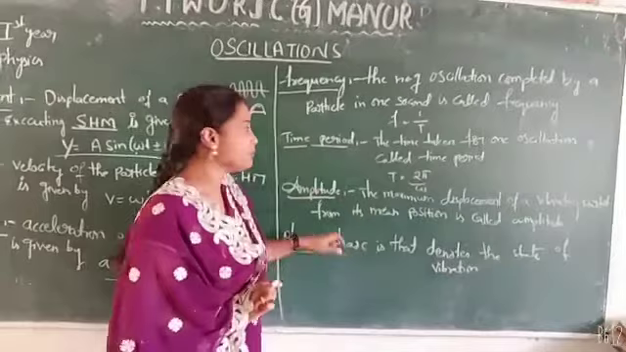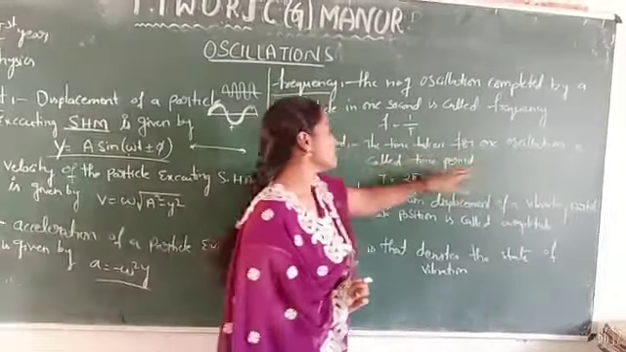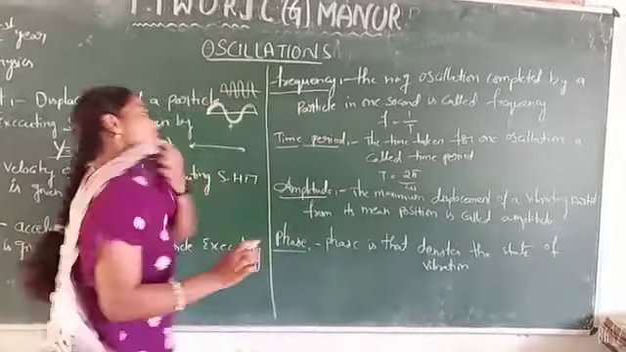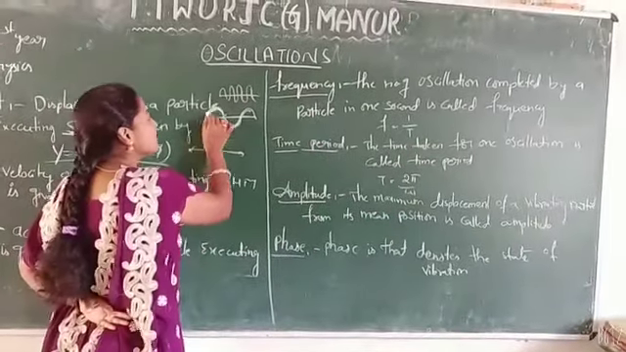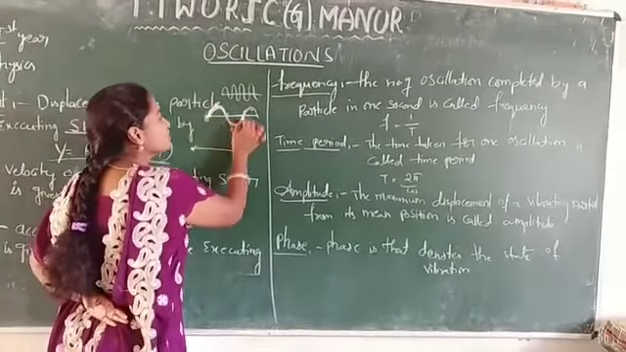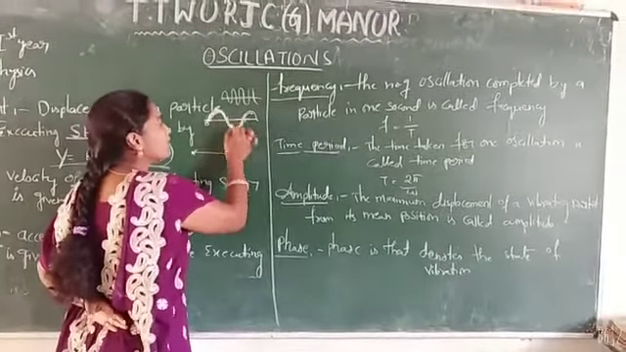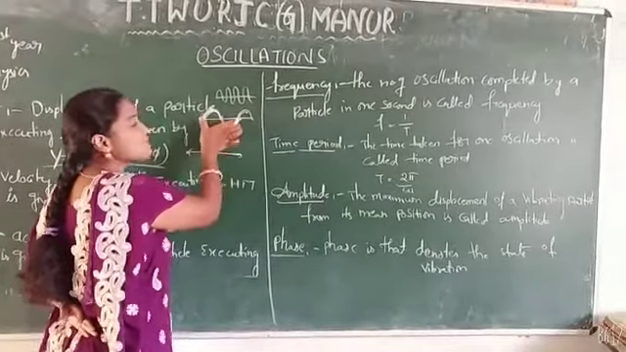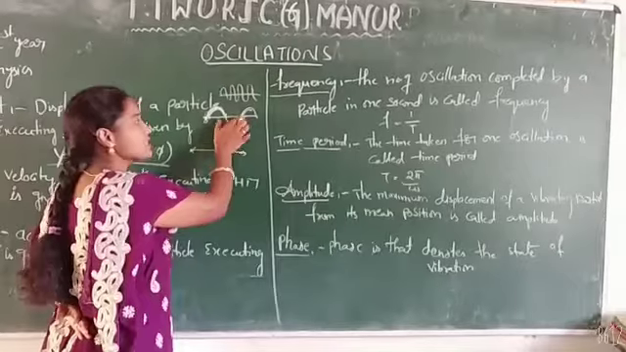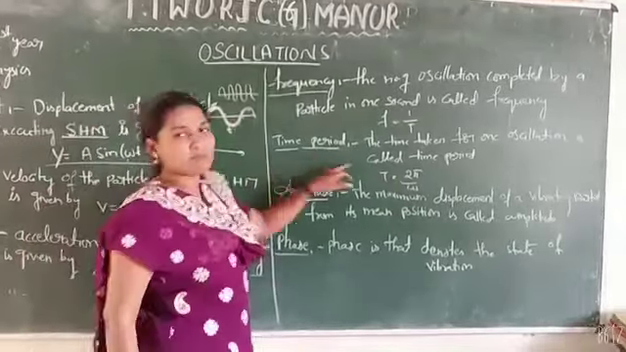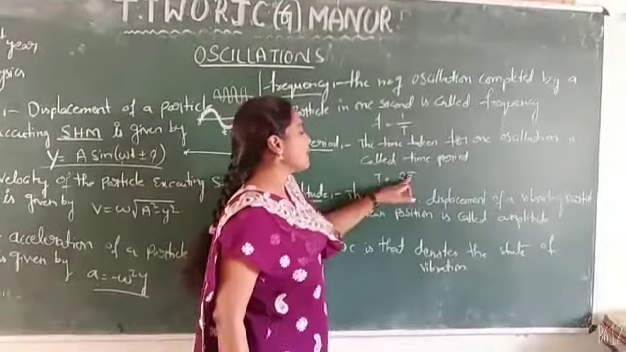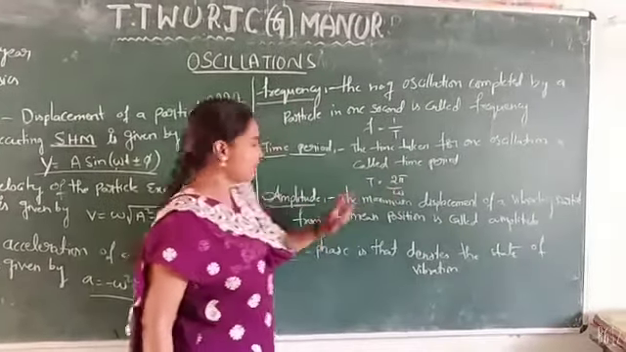What do you mean by the time period? The time taken for one oscillation is called the time period. That means one oscillation is from here to here. If it is completed from this point 0 again to 0, positive and negative, one complete cycle, this we call one oscillation. So how much time it is taking to complete one oscillation, that time we call the time period, and time period is denoted with T is equal to 2 pi by omega. Omega is the angular velocity.